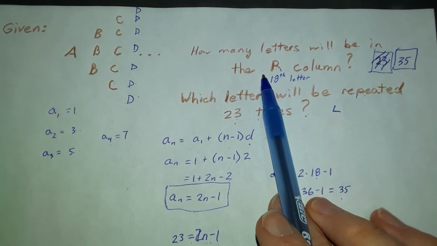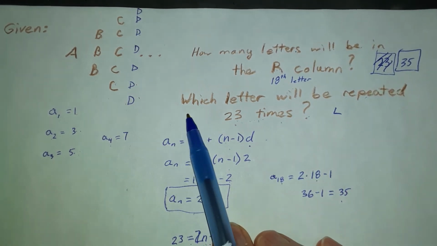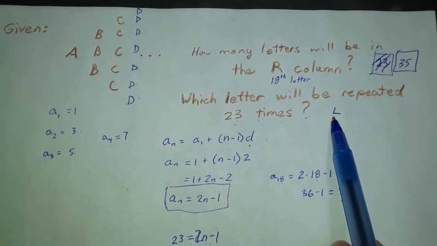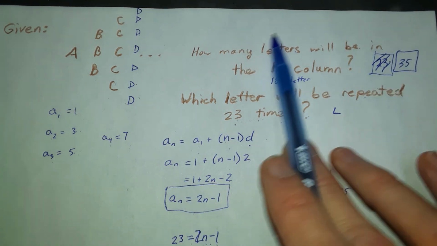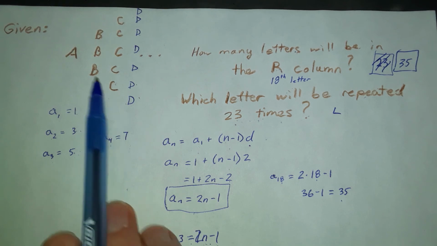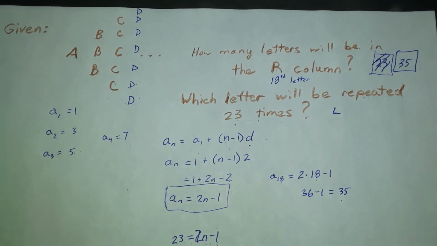How many letters will be in the R column? There's going to be 35. It's R repeated 35 times. Which letter will be repeated 23 times? That's going to be the letter L. There's one other question that could possibly be asked here, which wasn't, and that could be the total of each column up to a given letter. That would be a different type of pattern, possibly using summation notation and demonstrating how to write some kind of formulation for that.